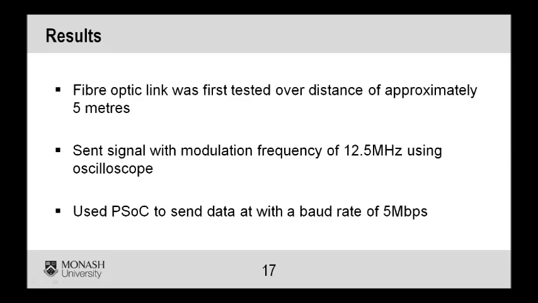Firstly, we tested the link over a distance of approximately 5 meters. We were capable of sending a signal of 12.5 MHz using the oscilloscope, which is the maximum frequency of the oscilloscope. Using PSoC, we were able to transmit data at a rate of 5 megabits per second, which is also the maximum data rate which the UART module is capable of.